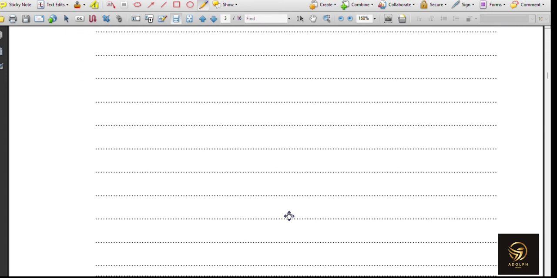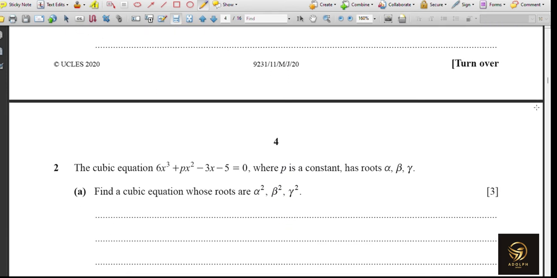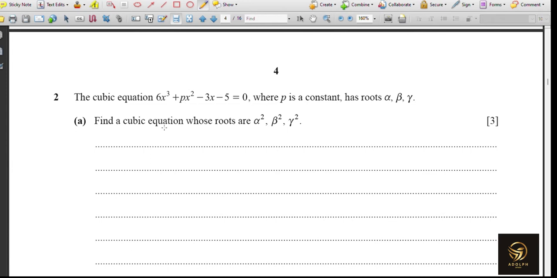We'll go to the next question. Second question is, the cubic equation 6x cubed plus px squared minus 3x minus 5 equals 0, where p is a constant, has roots alpha, beta, gamma. Find a cubic equation whose roots are alpha squared, beta squared and gamma squared.